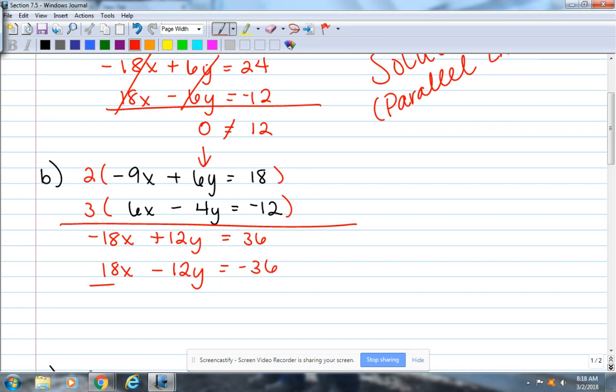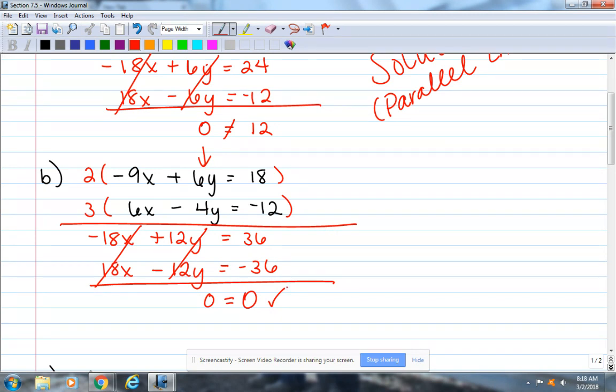Negative 36. So what happens to my x's? They cancel, the opposite coefficients. What happens to my y's? Also opposite coefficients. So I have 0 on that side of the equal sign. And what is 36 minus 36? 0. So now I'm left with the statement 0 equals 0. Is that true? That one is true. So does anybody know what we say if it's true?